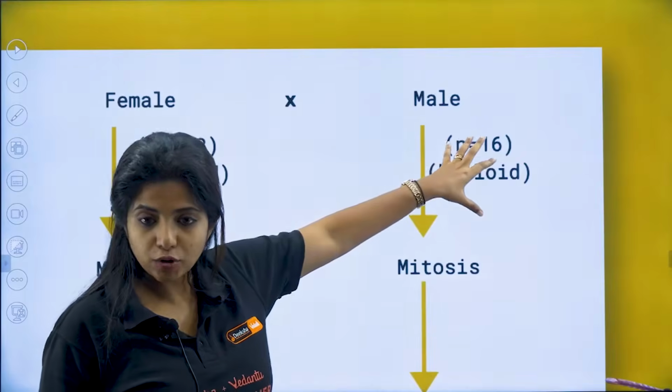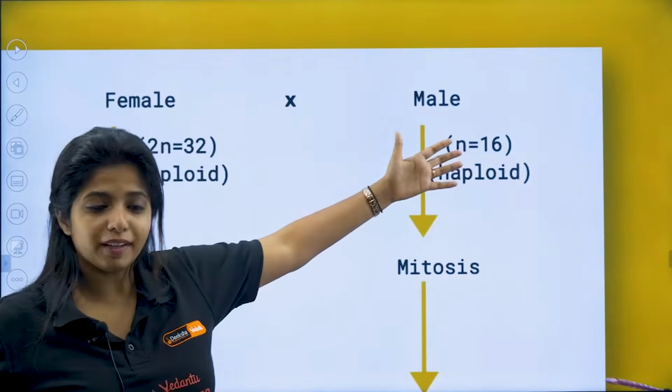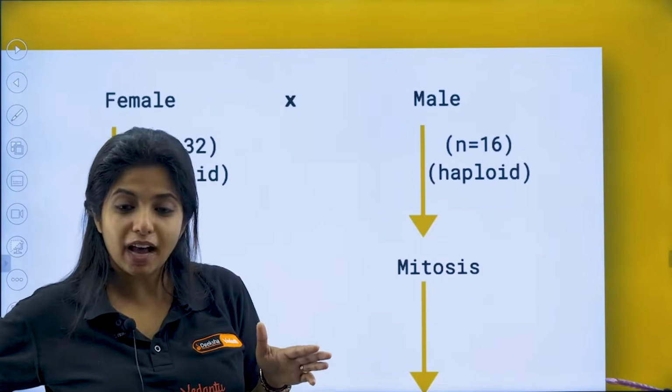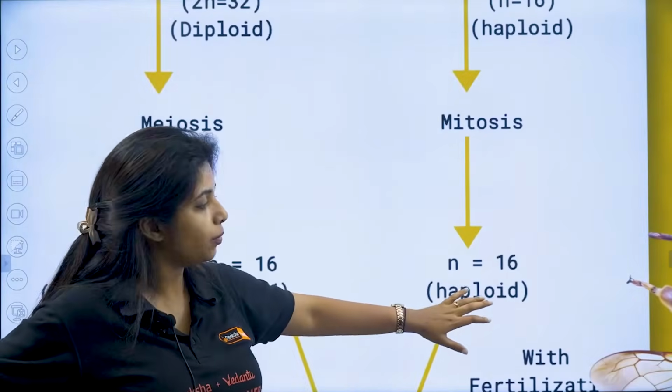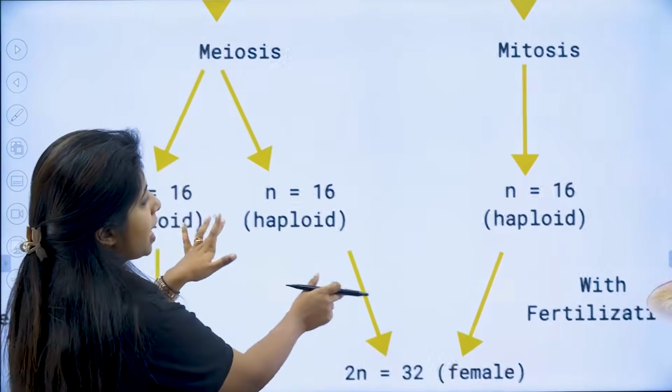Similarly, in the case of males, they are already haploid. They already have half only. So here 32 chromosomes were there. Here they only have 16. So can you make it half anymore? You do mitosis instead of meiosis. So here the number of chromosomes is what? 16. So now what happens?